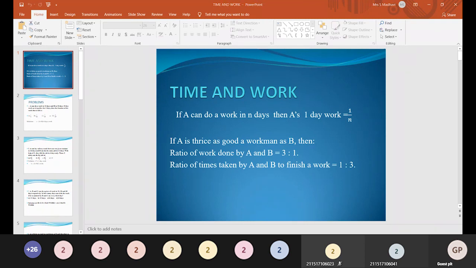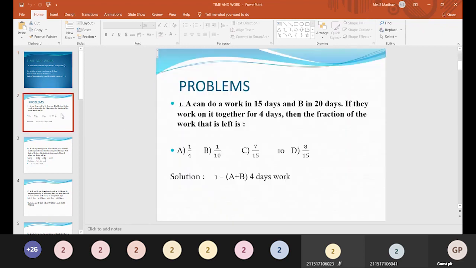Let us discuss some problems based on this. The first problem is: A can do a work in 15 days and B in 20 days. If they work on it together for 4 days, we need to find the fraction of the work that is left. The options are 1 by 4, 1 by 10, 7 by 15, or 8 by 15. We need to find the answer.